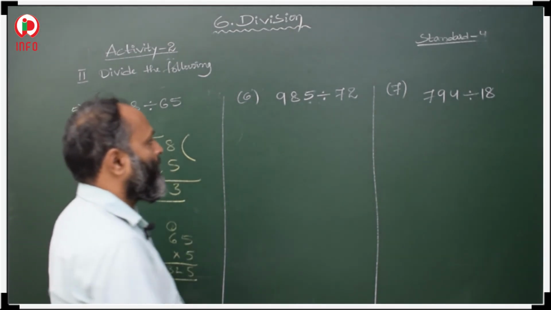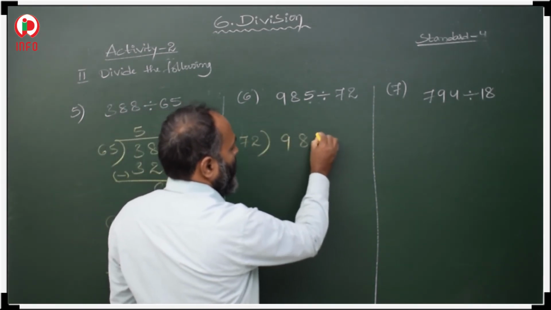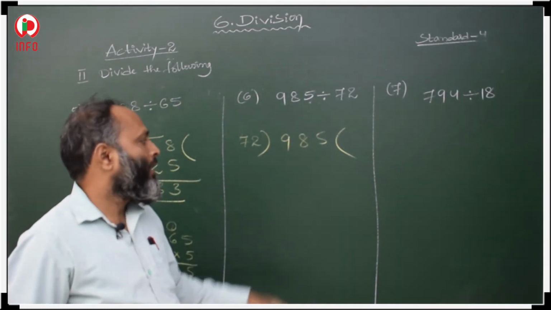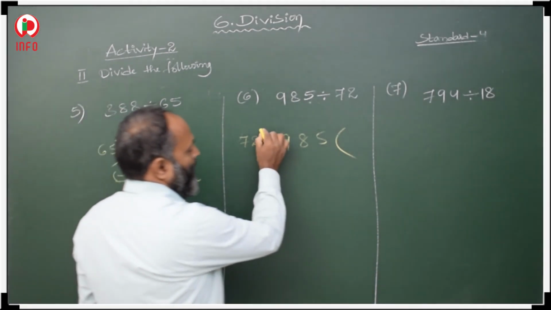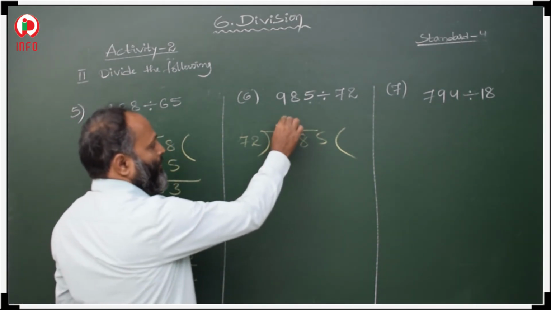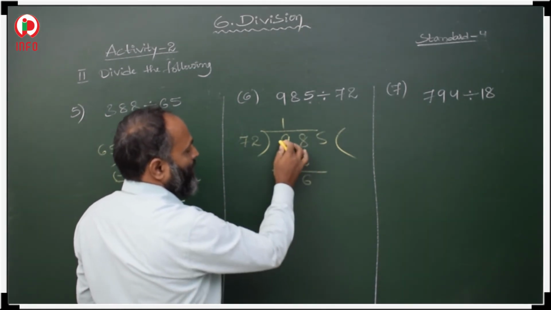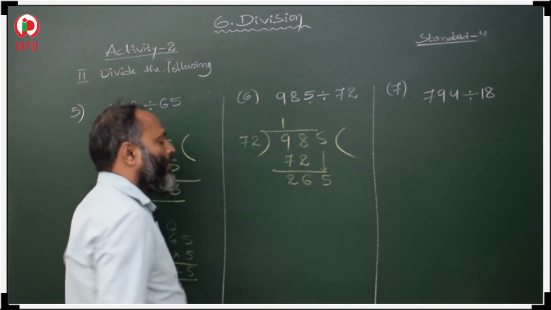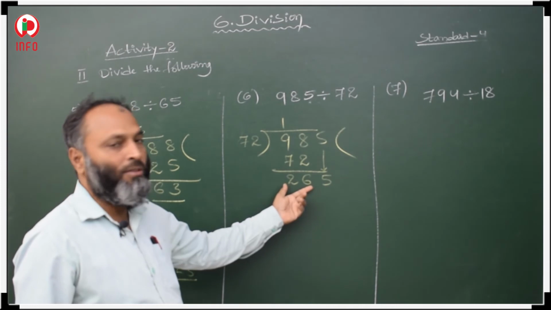Okay. Now 72 divides 985. You take extreme 2 digits left side, then 98, 98 and 72. So they are very near and 98 is greater than 72. No need to take one more digit. 72 ones are 72 we have to take. 8 minus 2, 6. 9 minus 7, 2. And next place 5. 265.